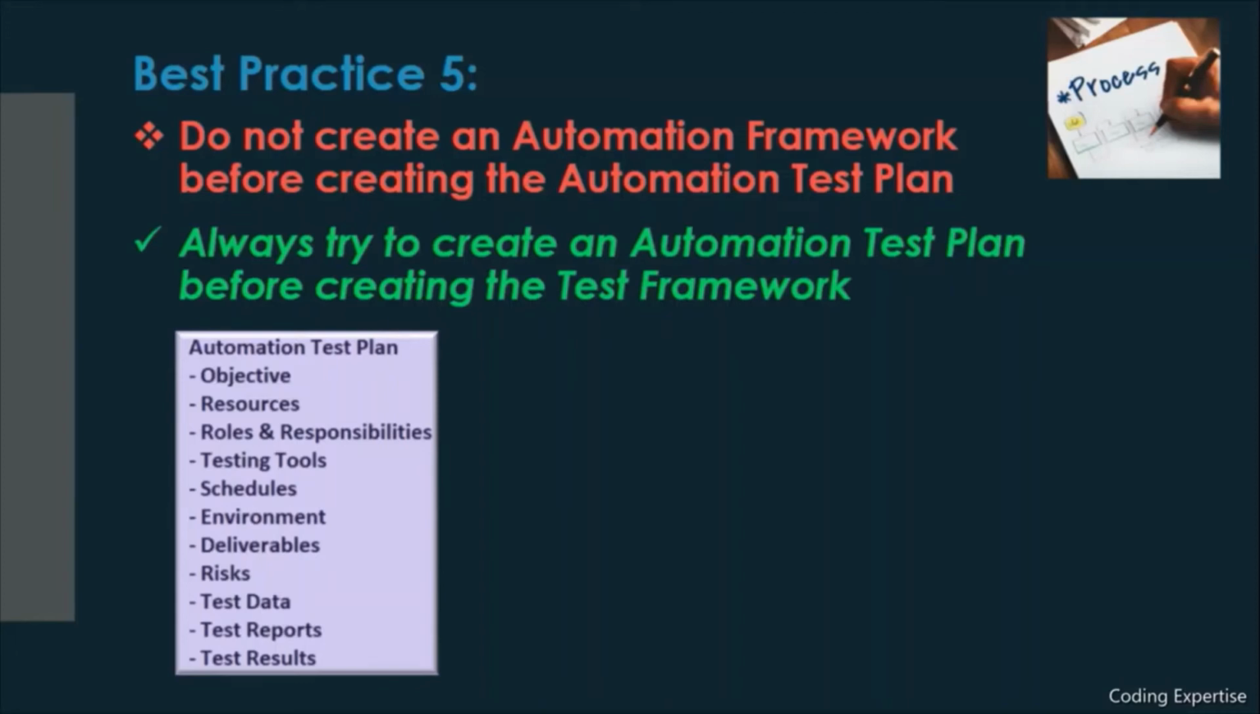This is the first and foremost step before we create an automation framework. Create a test plan that should comprise these important elements, or we can call them components: objective, scope of automation, resources, roles and responsibilities of each resource, different testing tools, test schedules, test environment, test deliverables, risk and mitigation, test data, test reports, and test results. Let's move on.